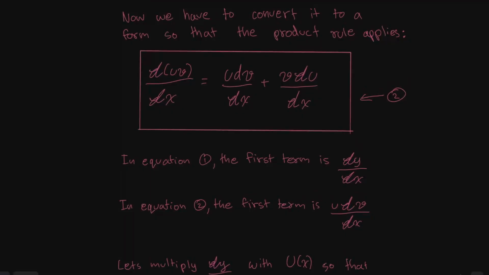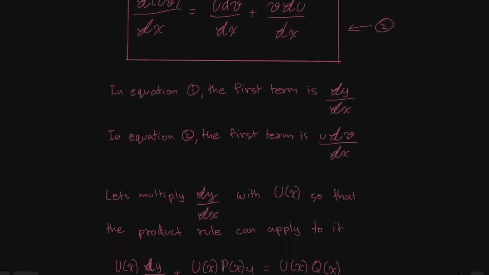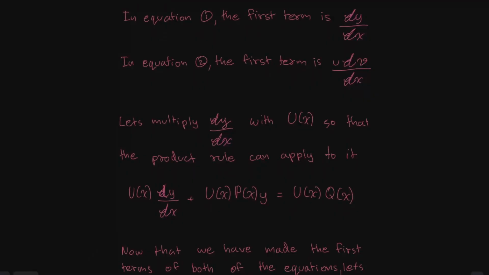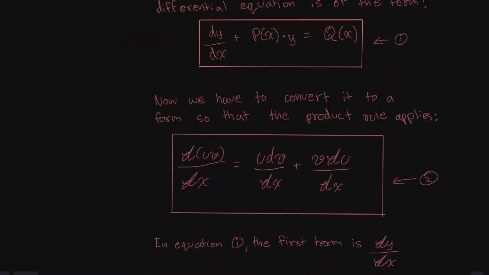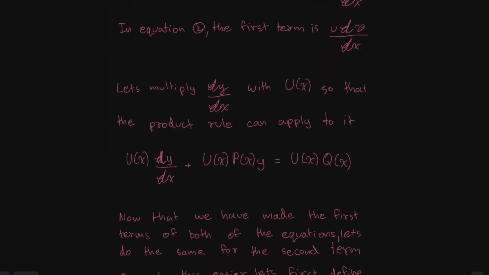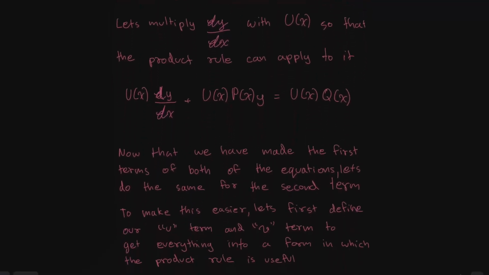And to do that, we're going to multiply the entire equation 1 by u of x so that the product rule can apply to it. And after you do that, you get u of x dy by dx plus u of x p of x y is equal to u of x q of x. So it's pretty simple. You just multiplied every single term, both sides of the equation, by u of x. So now we have our first terms again, and we can look at them.